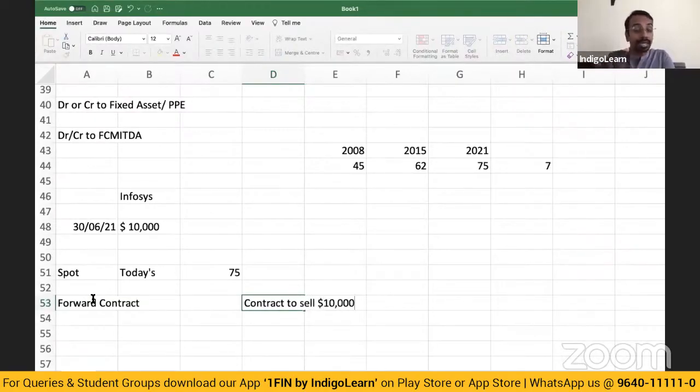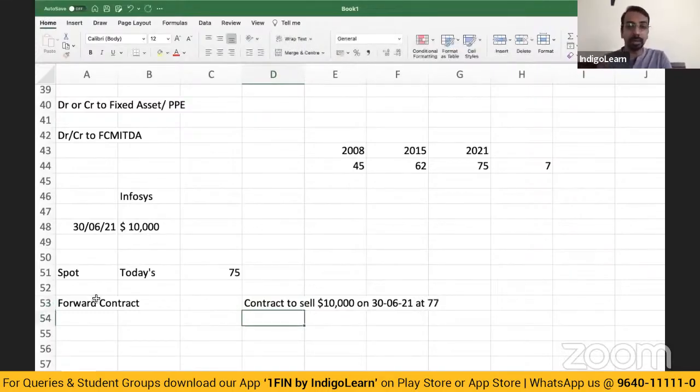Contract to sell $10,000 on 30th of June of 21. Now, what could be the rate? The rate will generally be the higher one. They will negotiate it with the bank or based on the market rate. Let us say the rate is 77. Now, what happened here?